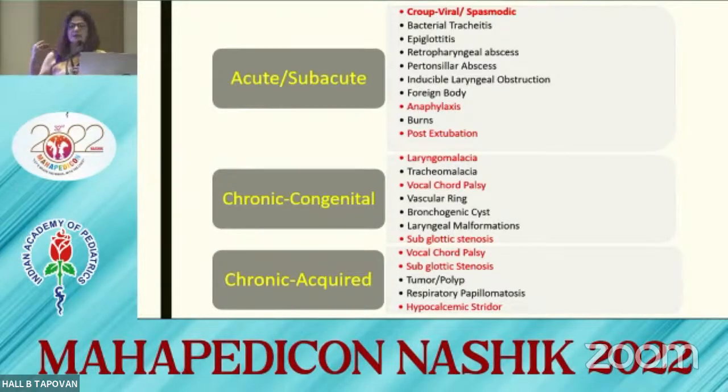So you could have a simple croup, viral, which is the most common. You could have recurrent spasmodic, again, which is well described, exposure to a blast of cold air. And then you have other causes. What I've highlighted, which are common, you could have an anaphylaxis and a child can present with a stridor. You could have a post-extubation stridor. Many of you must have ventilated children. The moment you extubate them, they would have a stridor.